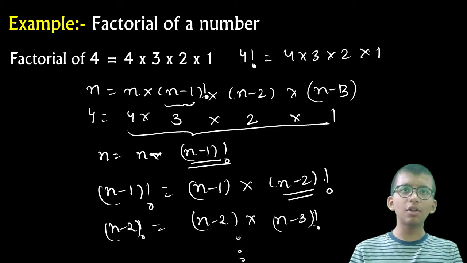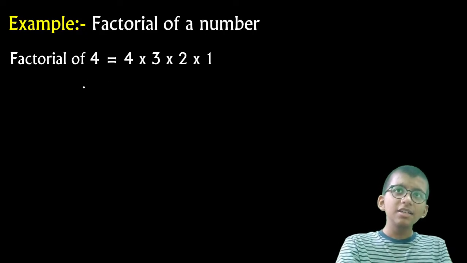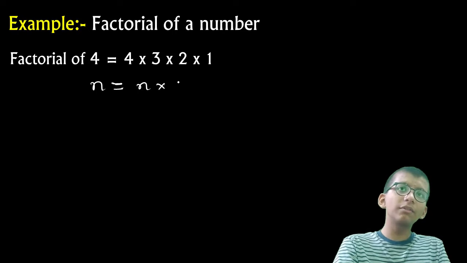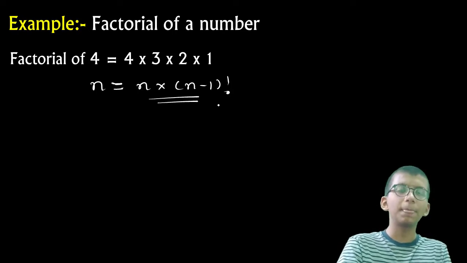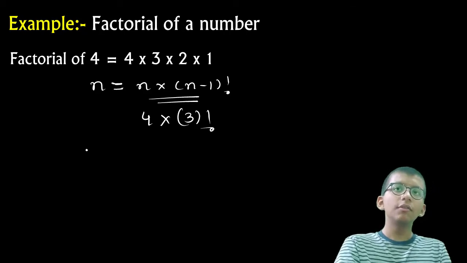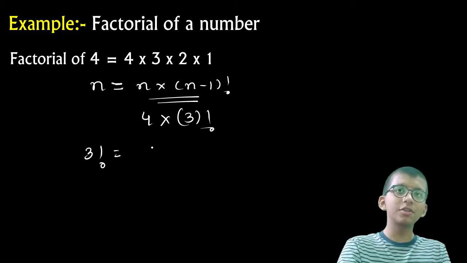How do we relate the logic? You can see here n factorial equals n times the n minus 1 factorial. If we take out this, then we will get the answer. Let's take an example where n equals 4, so 4 times the n minus 1, which is 3 factorial. So how do we take out 3 factorial? For taking out 3 factorial, we will do 3 times 2 factorial.